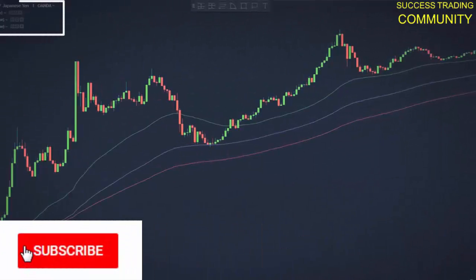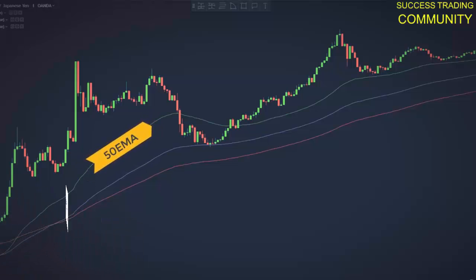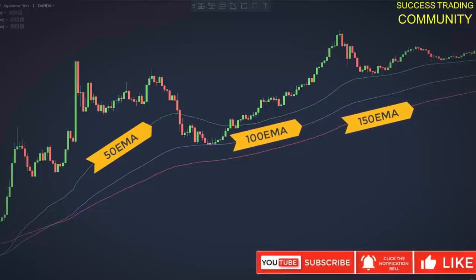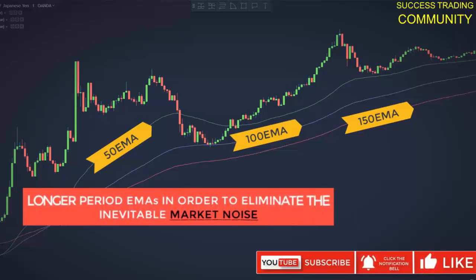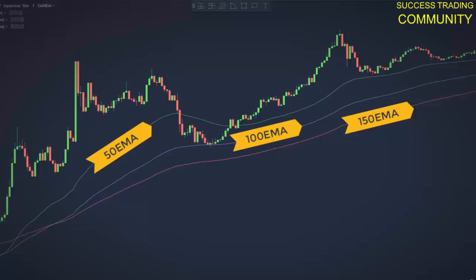So here we have the 1-minute chart of Euro-Yen, which displays 3 exponential moving averages, the 50, 100 and 150 period averages. The 50 period EMA gives me the short-term trend. The 100 and 150 period EMAs give me the medium and long-term trends. Of course, this is my preference. I prefer to use longer-term EMAs to try to eliminate the inevitable market noise. Any number of period combinations can be used, depending on the types of setups you are looking for and the time frame you are trading. So feel free to use other moving averages, you don't have to use the exact setup.